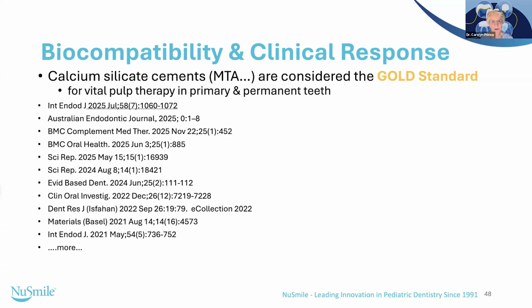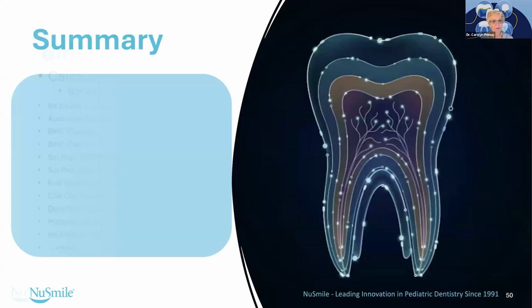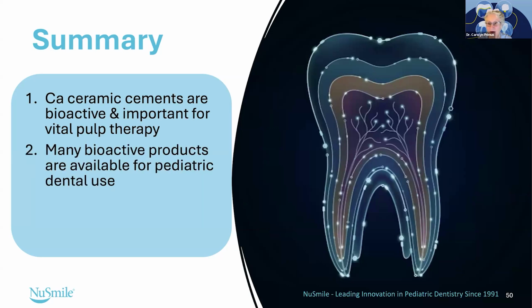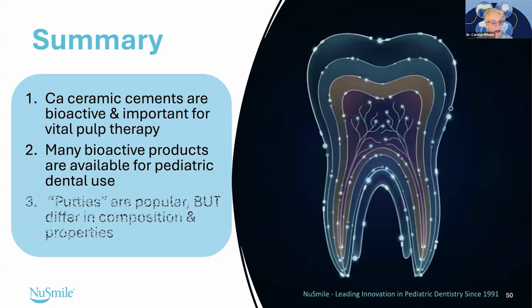So you'll see some marvelous clinical responses with Dr. Ruck when he's coming up. So, in summary, the calcium silicate cements are really great for vital pulp therapy because, very surprisingly, they're bioactive, form this HA layer, and help healing. There are a lot of products out there. I think you should think seriously and carefully about how you buy a product. And the putties are very popular, but they're not all the same.